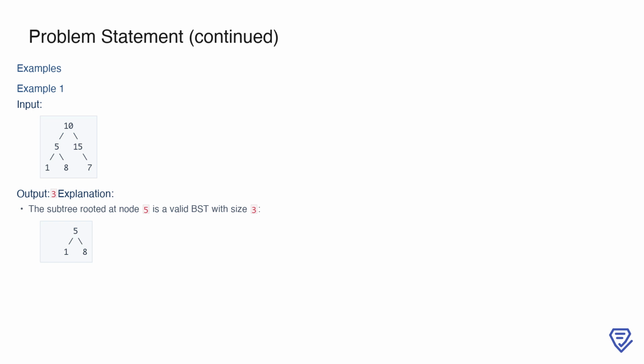In this case, the largest BST subtree is the one rooted at the node with value 5. This subtree includes the nodes 5, 1, and 8. It satisfies the BST properties because 1 is less than 5, 8 is greater than 5, and both the left and right subtrees of 5 are valid BSTs. The size of this subtree is 3, so the output for this example is 3.